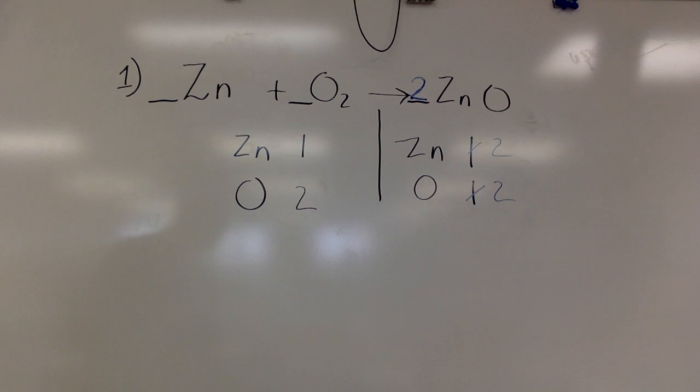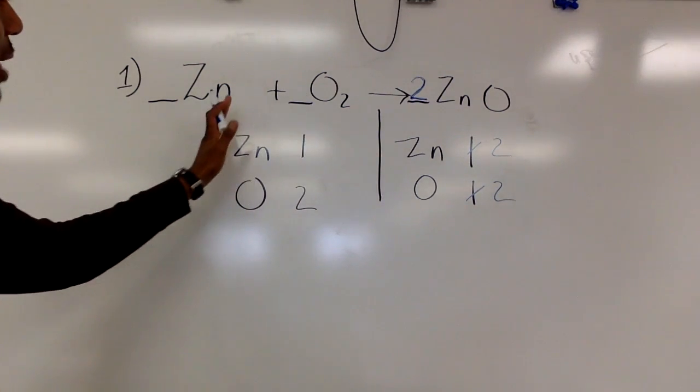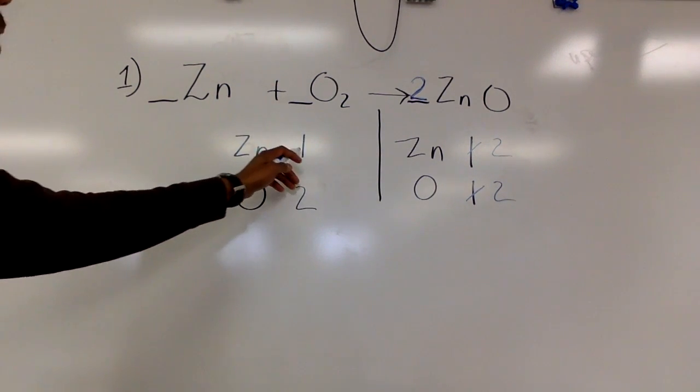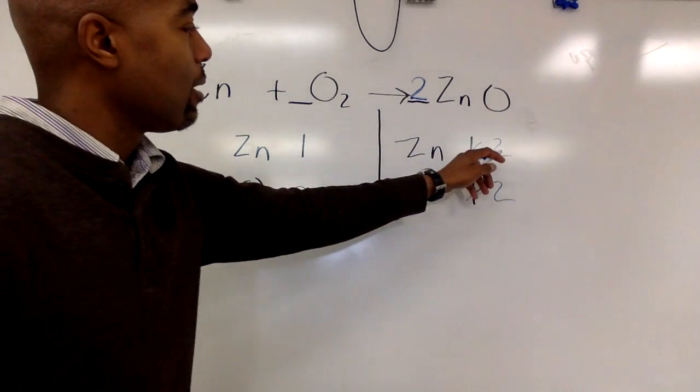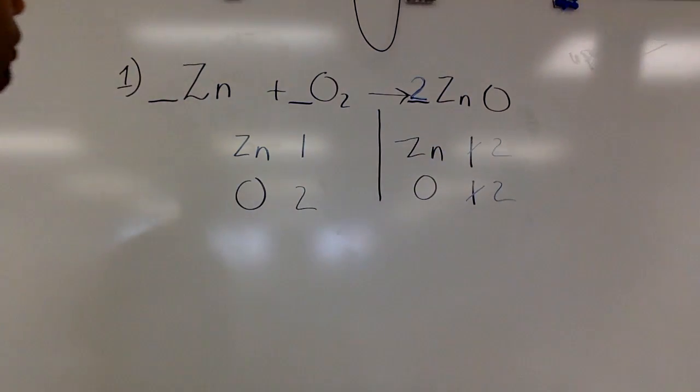Now, that takes care of the oxygen. That looks good. But now the zinc is unbalanced. So I got to come back to this side. Okay? There's 1 zinc on the left and there's 2 zincs on the right. So what could I do in this case?